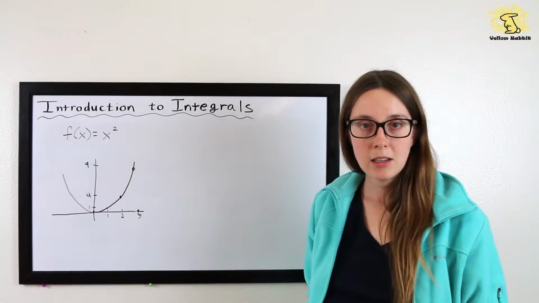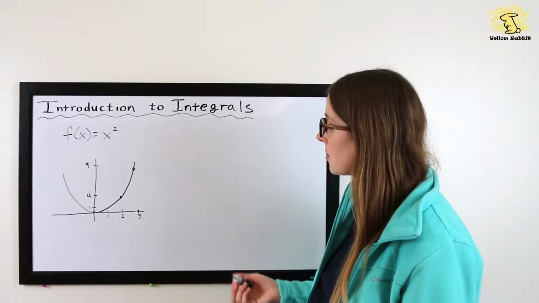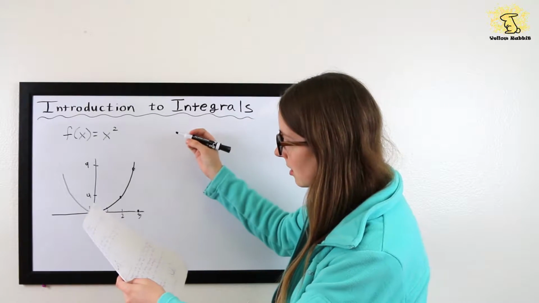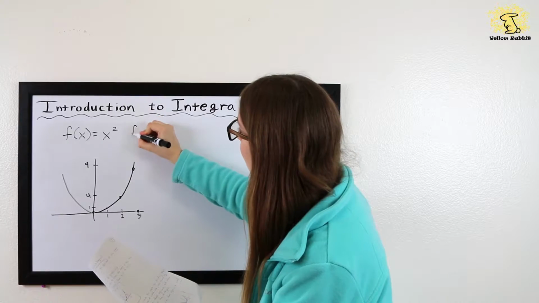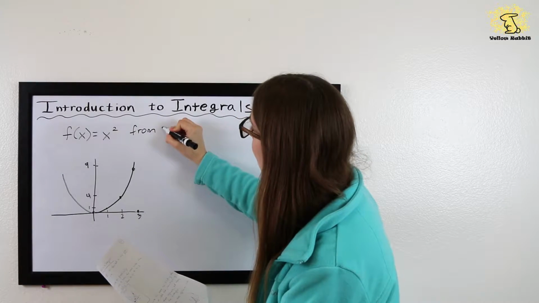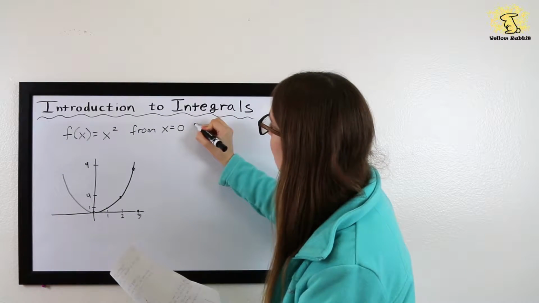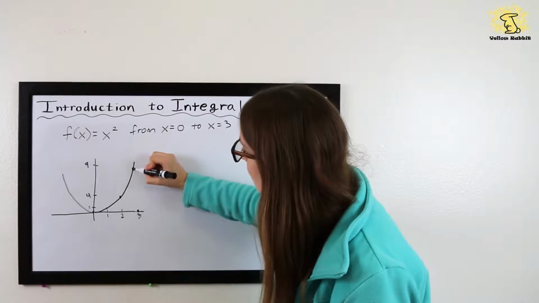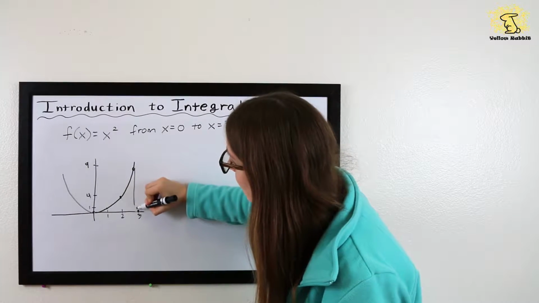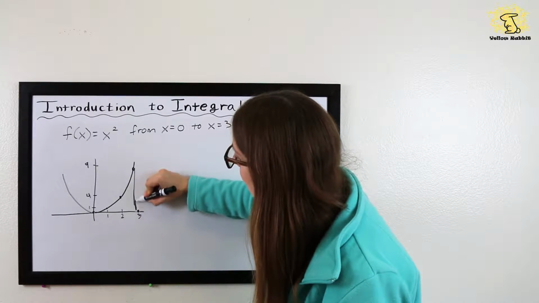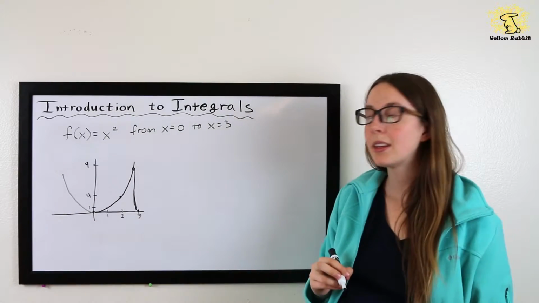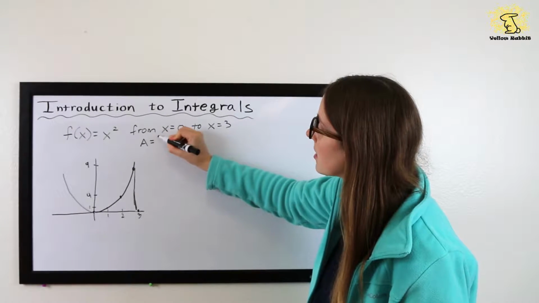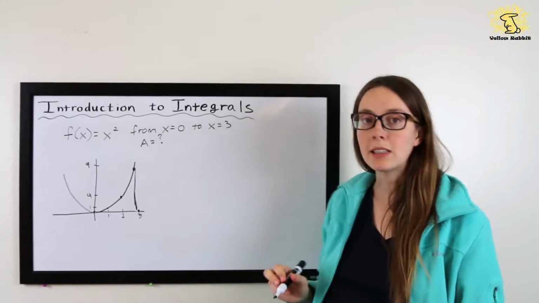To make things easier for ourselves, let's start with a small area. So let's say we're interested in the area under this curve from x equals 0 to x equals 3. So it's going to be this region right here. And we'll ask ourselves the question, what is this area?